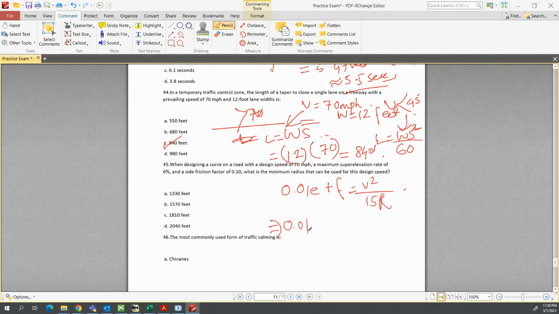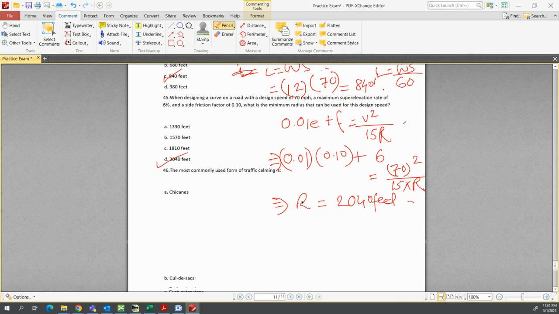So here you have 0.01, e is given as 6%, f is given as 0.10, and this is v square. V square is 70 square divided by 15 times r. So you have to find the minimum radius. From here R you will get as 2040 feet.